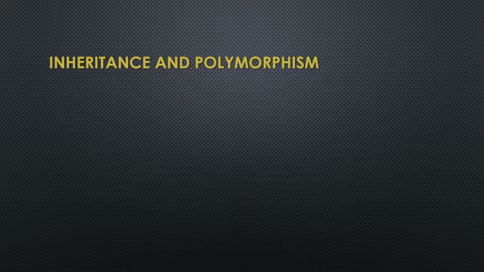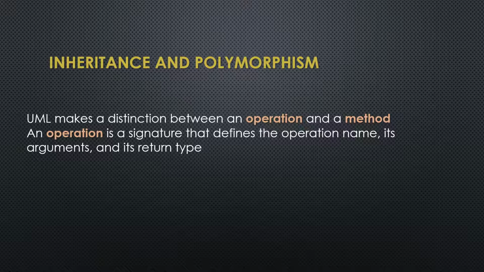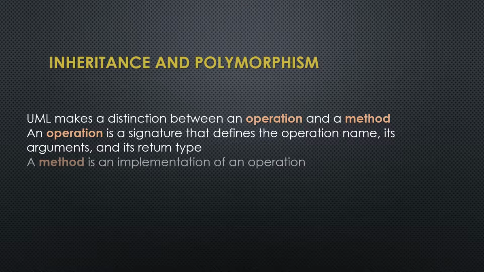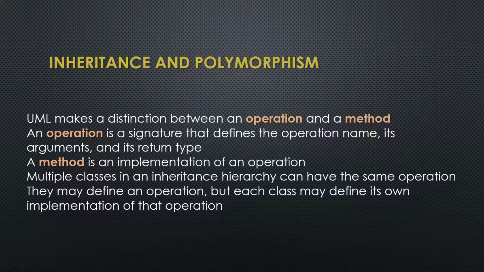Inheritance and polymorphism. UML makes a distinction between an operation and a method. An operation is a signature that defines the operation name, its arguments, and its return type. A method is an implementation of an operation. Multiple classes in an inheritance hierarchy can have the same operation. They may define an operation, but each class may define its own implementation of that operation.